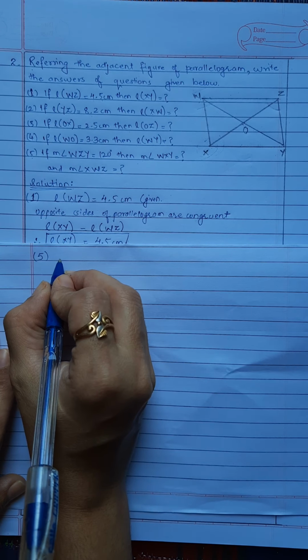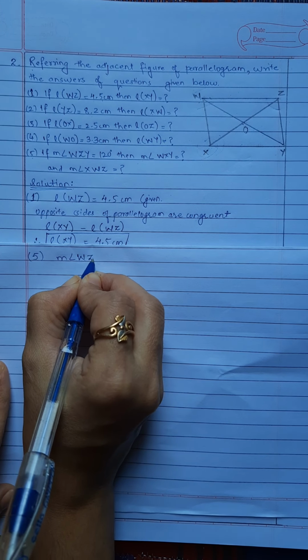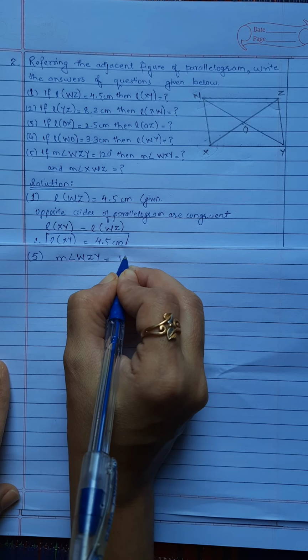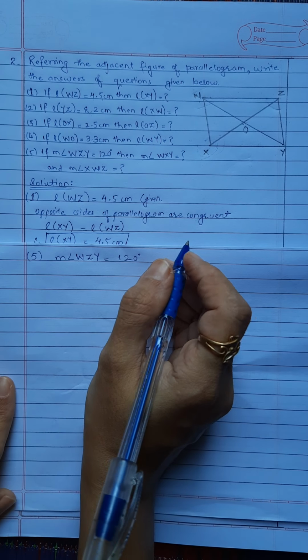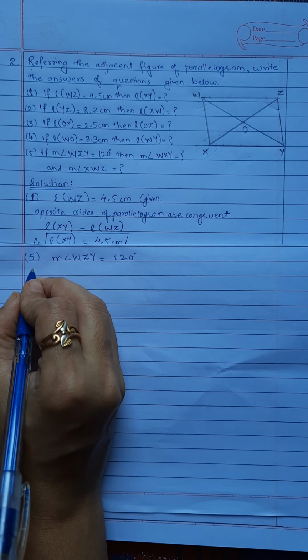Write whatever is given in the question. Measure of angle WZY is given as 120 degrees. Now write the opposite angles property first.